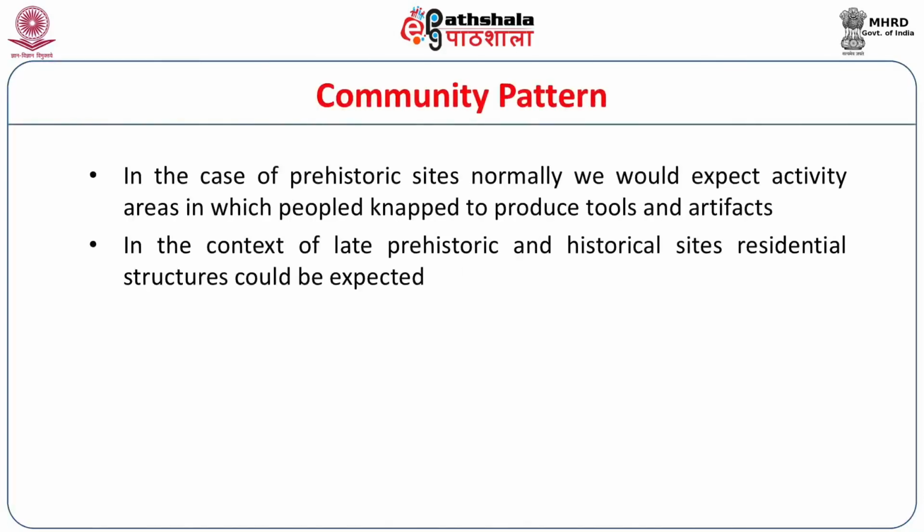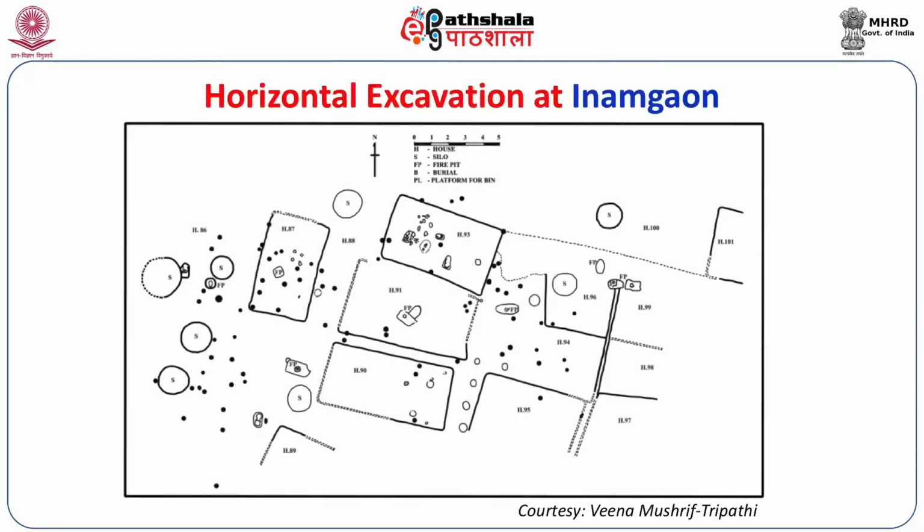In the context of late prehistoric and historical sites, residential structures could be expected. In addition, in the community pattern, apart from residential structures, we can also get a number of other structures. This particular illustration is from the site of Inamgaon. Here you can see the houses arranged at a particular time context. You get square as well as rectangular structures here. So this is what community pattern is, how people build their houses, in what shapes they are, and how they are arranged in a particular pattern.